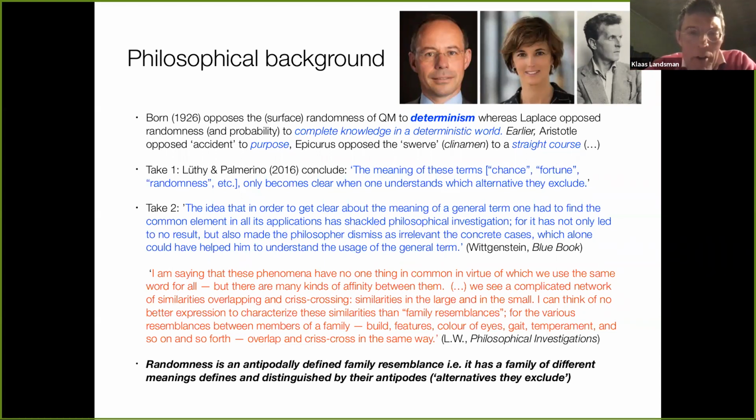And they wrote a joint paper on the history of the concept of randomness, which concludes that the meaning of these terms, namely chance, fortune, randomness, etc., only becomes clear when one understands which alternative they exclude. So it's defined negatively. And then this I will combine with another take on randomness, which is Wittgensteinian, namely the idea of a family resemblance, where I give two quotes that I think make the point.